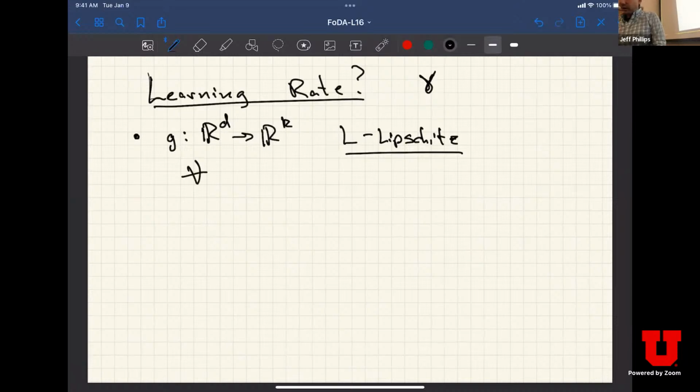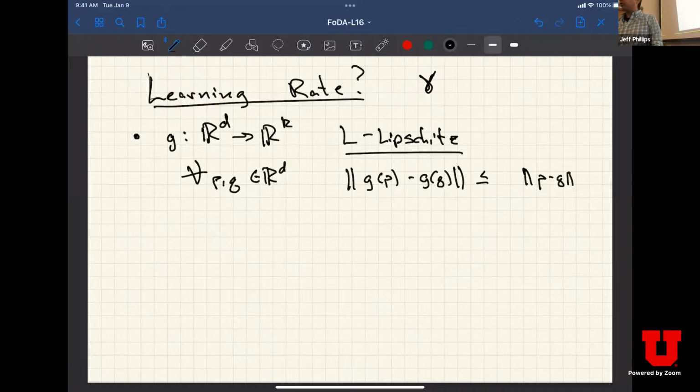If for all P and Q in R^D, I'm going to have the following property: if I look at the function values G of P and G of Q, these are going to be close if the distance between P and Q is small, and it'll be controlled by this parameter L. So the smaller L is, the closer they are. So if P and Q are close to each other, then the function values are close, right?